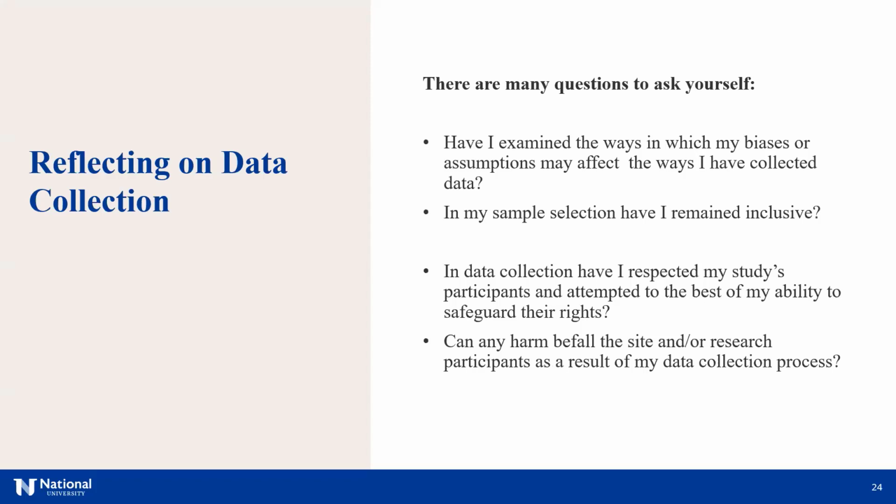In my sample selection, am I remaining inclusive? In other words, am I excluding anyone, even inadvertently? In data collection, have I respected my study's participants and attempted to the best of my ability to safeguard their rights? And finally, can any harm befall the research participants or the research site as a result of my data collection process? These are all very important questions that you could actually put down in your journal and ask yourself these questions. Literally ask yourself these questions and write down your own responses.